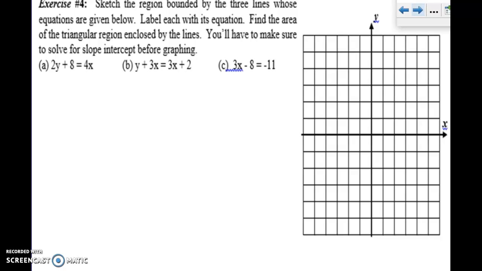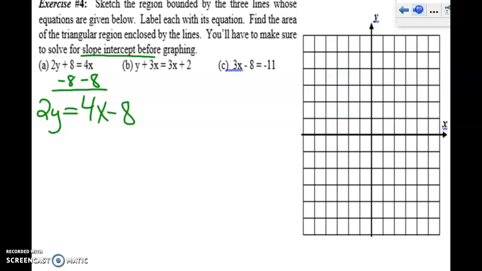We need to put these into slope intercept form before graphing. We cannot identify the slope or the y-intercept unless y is by itself, and none of these have that. So the first one, we subtract 8 on both sides. We're going to get 2y equaling, unlike terms cannot be subtracted, so 4x minus 8. Very important that you do not try to add or subtract terms that are not alike.